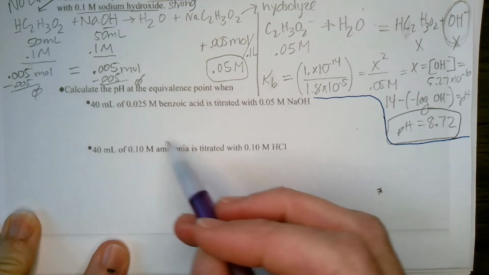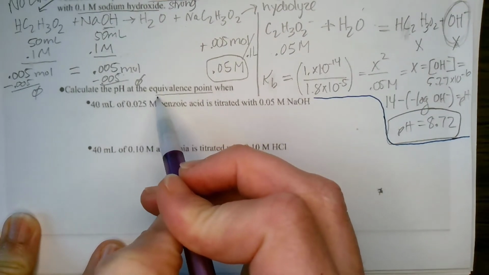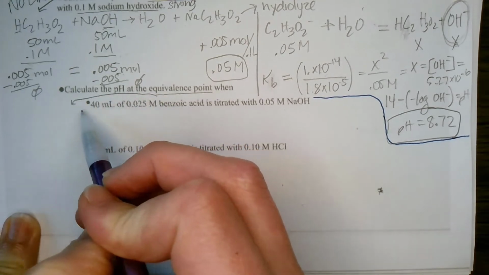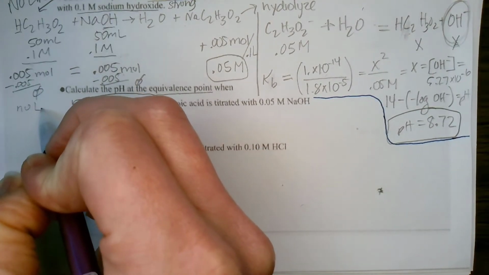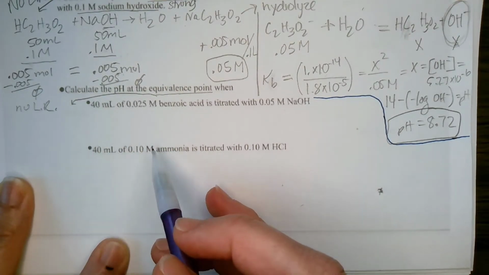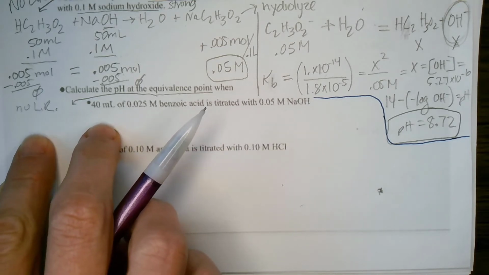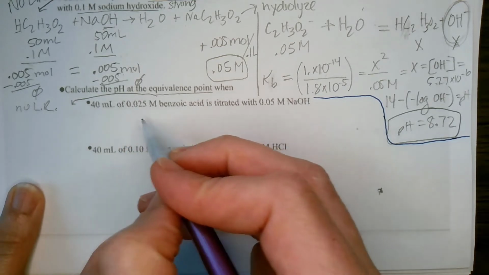All right, let's look at this next one. We want to calculate the pH at the equivalence point. Remember, the equivalence point is when I have no limiting reactant. So I have to have equal moles of my acid and my base so that I'm using up all of my reactants. So let's look and see what we have.